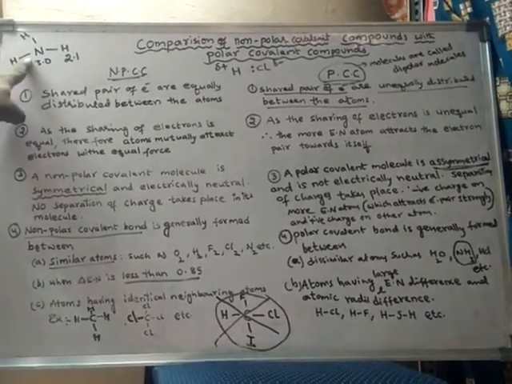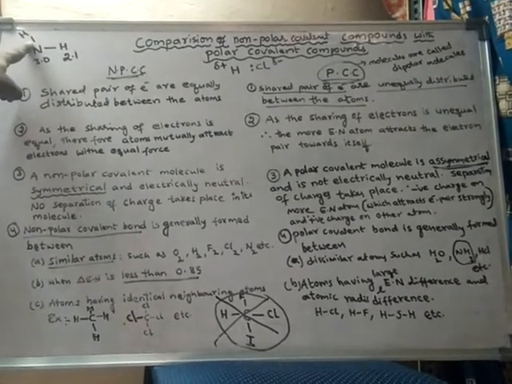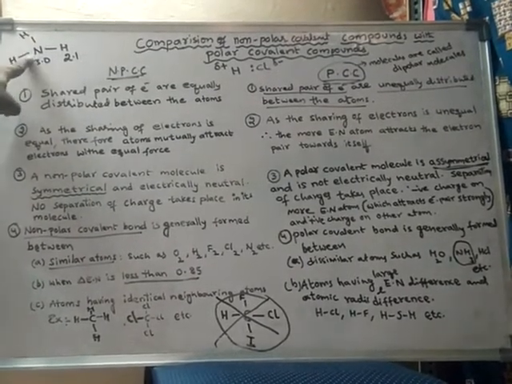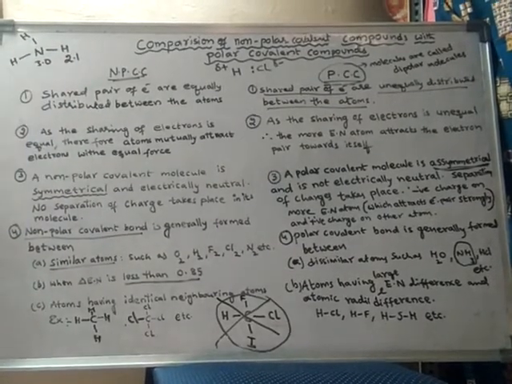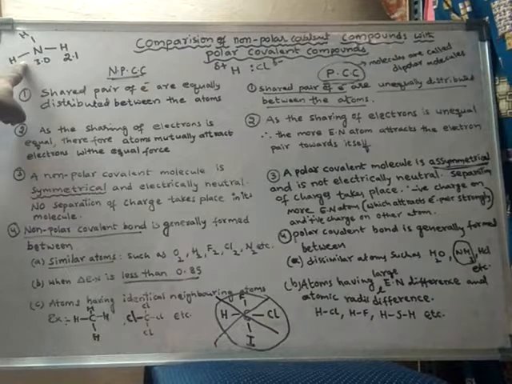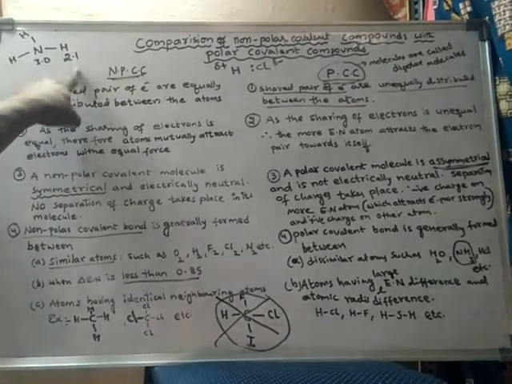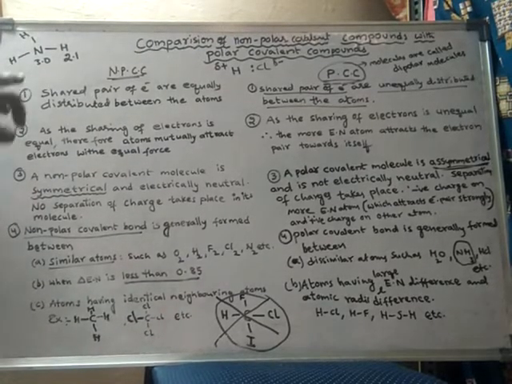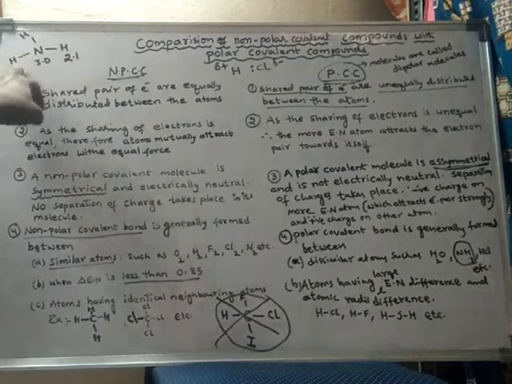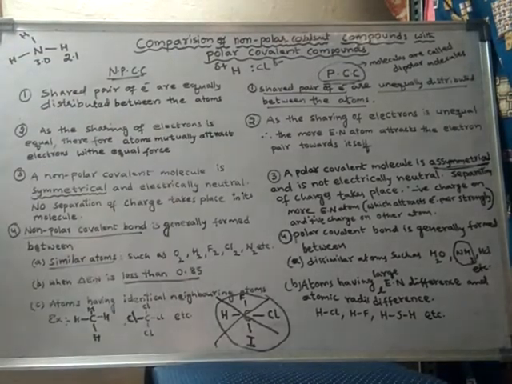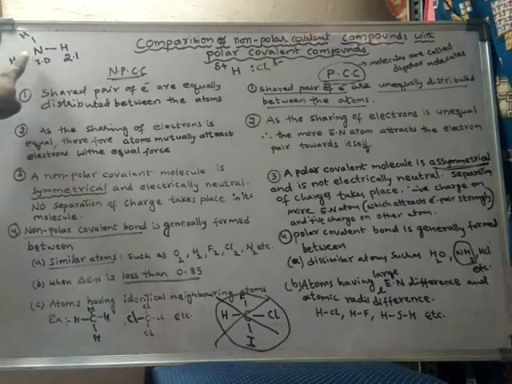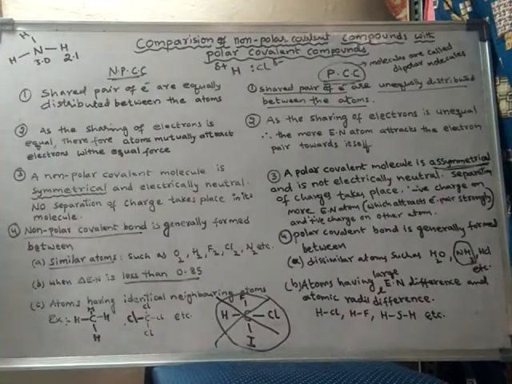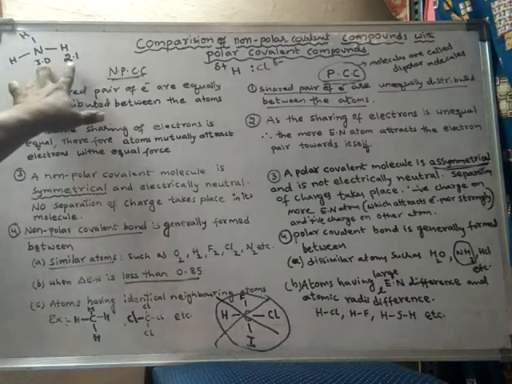So here also it is a polar covalent bond. Though this atom is having identical neighboring atoms, in this case the electronegativity difference is more than 0.85. Hence, the molecule and the bond formed is polar covalent. So remember that though this atom is having identical neighboring atoms, still the bond formed is polar covalent. What is the reason? Because of the electronegativity difference.